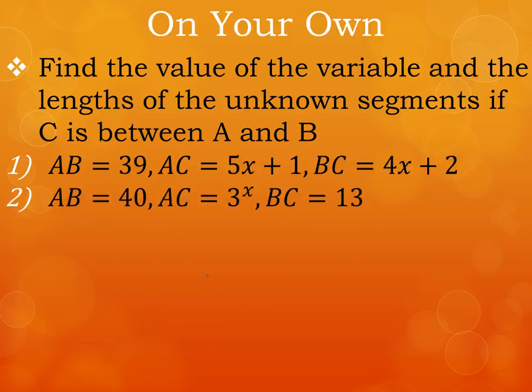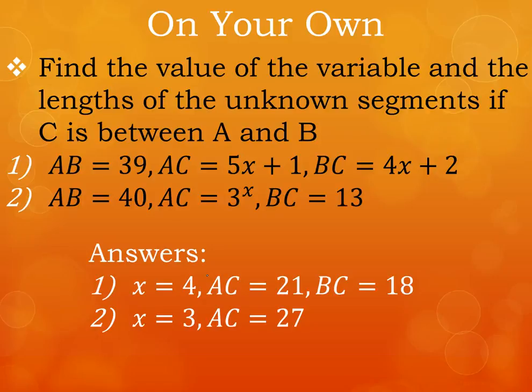Alright, so on your own, go ahead and solve these two linear measure problems. Set up the correct equations, and solve for x. Go ahead and pause the video while you work that out. Alright, so the first one, x should equal 4, meaning AC is 21 and BC is 18. The second one, x should be 3, meaning AC is 27. That was an exponential equation, so make sure you solve it the correct way.